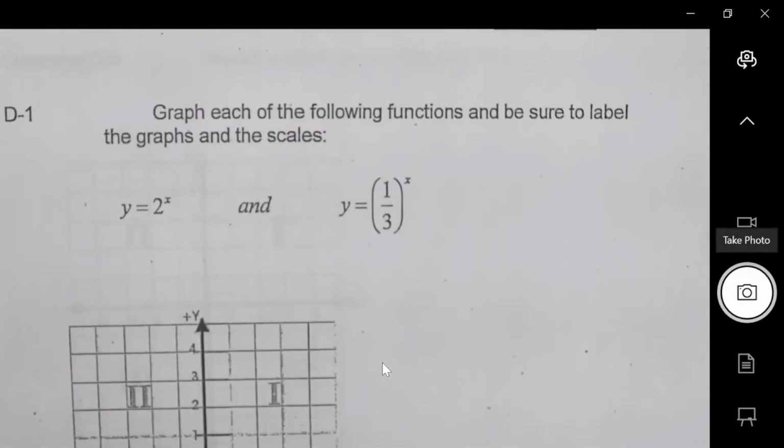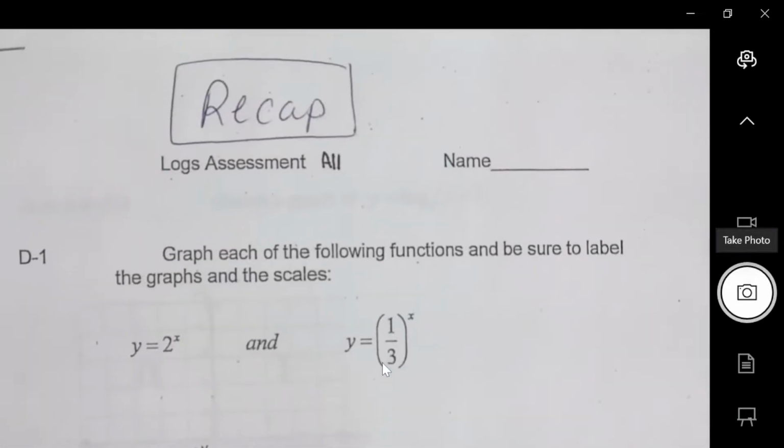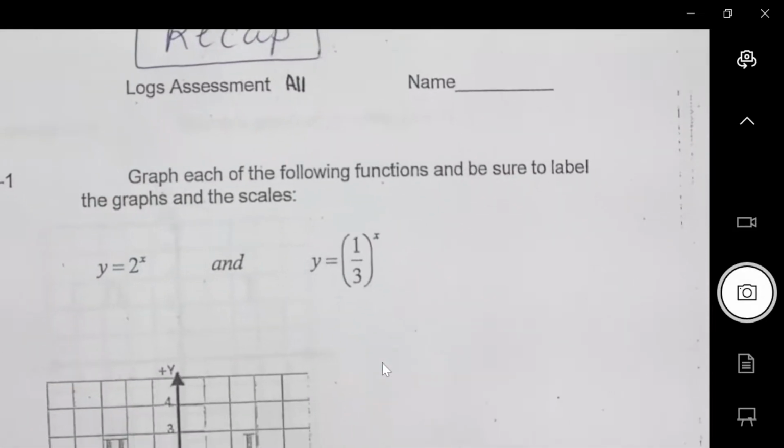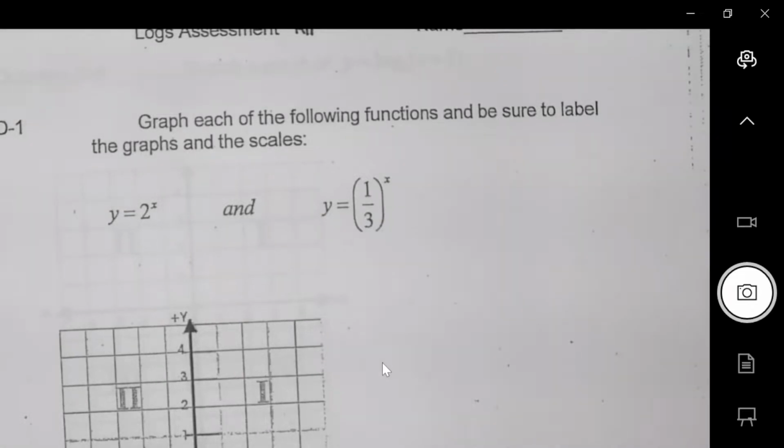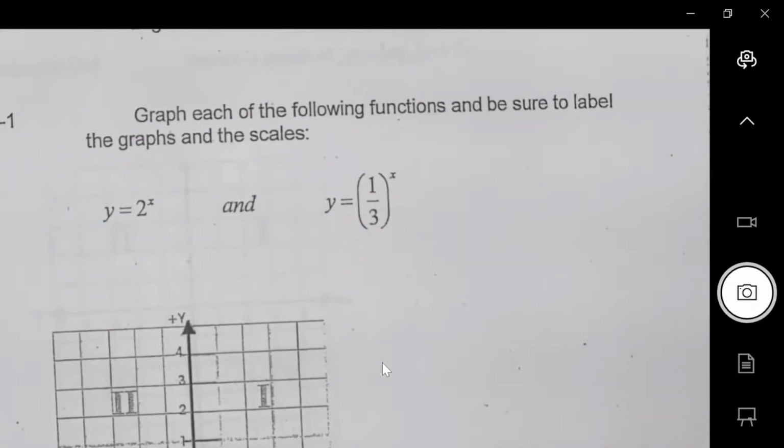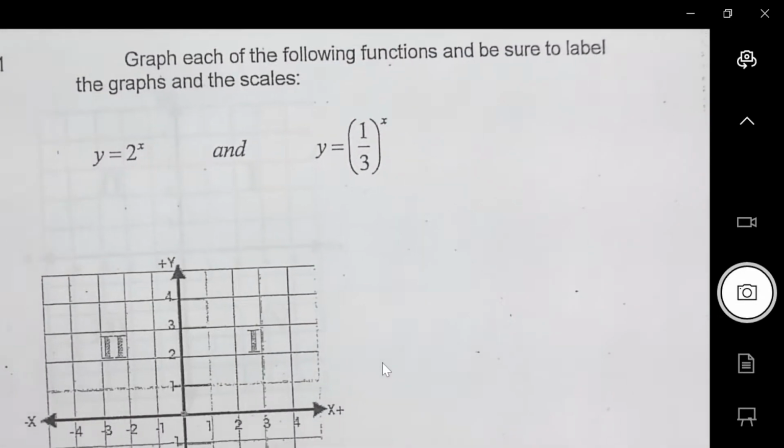Okay, so graph each of these functions. I don't know why I have just one plot here. Okay, ready?